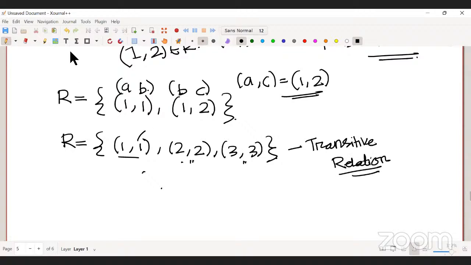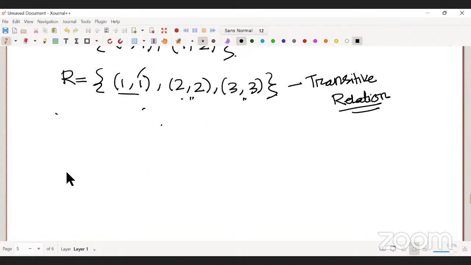Okay. So sir, if we have A comma B and we don't have B comma C, then we don't have to check for A comma C, correct? And if we have A comma B and B comma C, and there is no A comma C, then it is not transitive, right? Yes. If you have such kind of pair, then only you need to check. Otherwise, no need to check. Thank you.